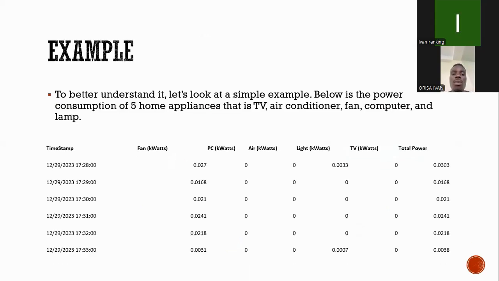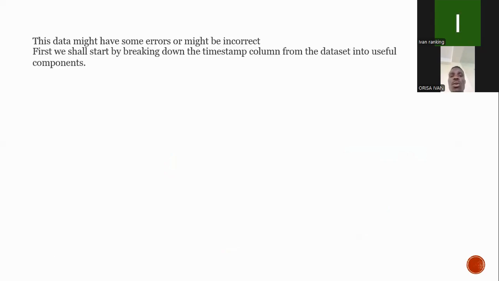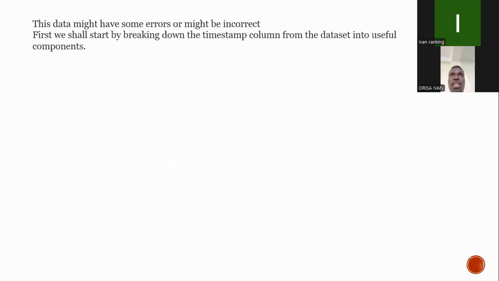So let's look at this example. This is a data set I obtained from Mendeley. This was recorded for 5 home appliances: a TV, an air conditioner, a fan, a computer, and a lamp. Their total power consumption was recorded and noted down after every minute. As you can see from this data, this data is disorganized, so we have to first start organizing this data.